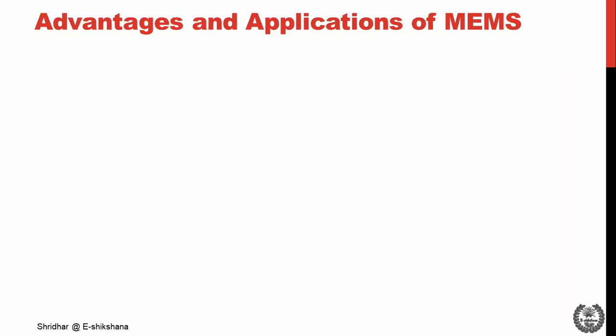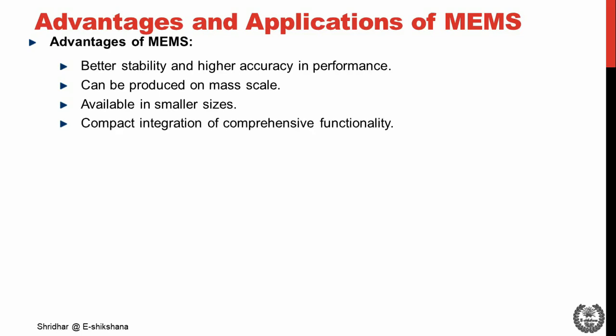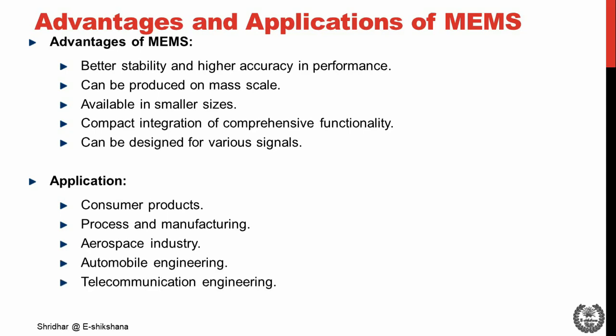The advantages and applications of MEMS. The advantages are better stability and higher accuracy in performance. They can be produced on a mass scale once the fabrication design and process is finalized. Available in very small sizes, they can be easily integrated with other applications, with compact integration of comprehensive functionality. Depending on requirements, MEMS can be designed for various signals, for example mechanical, optical, electrical, and biological. And the applications are consumer products, process and manufacturing industries, aerospace industries, automobile engineering, telecommunication engineering, and medical fields.